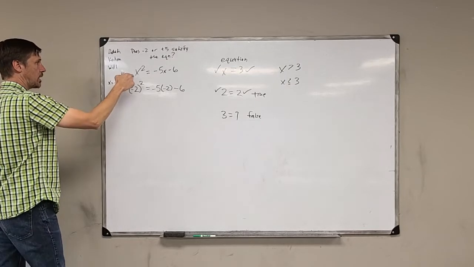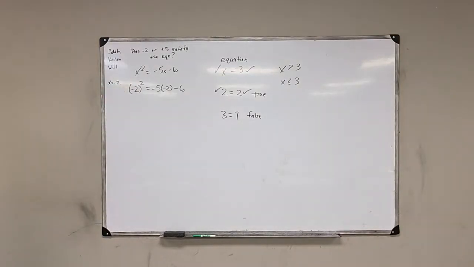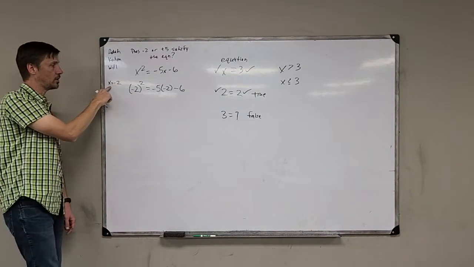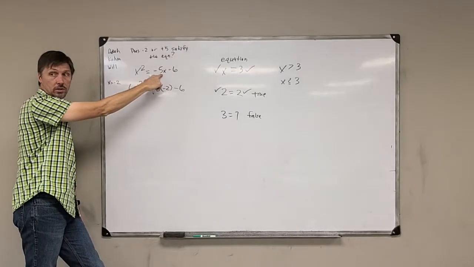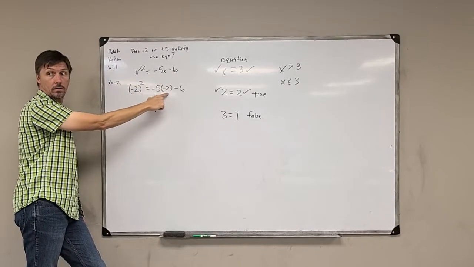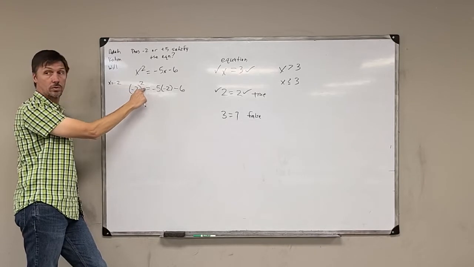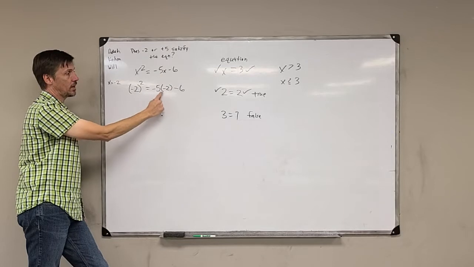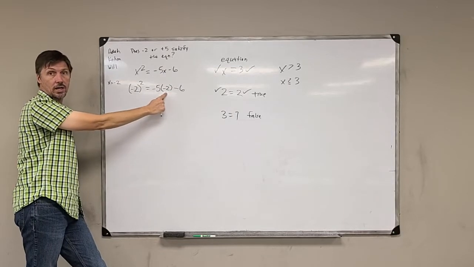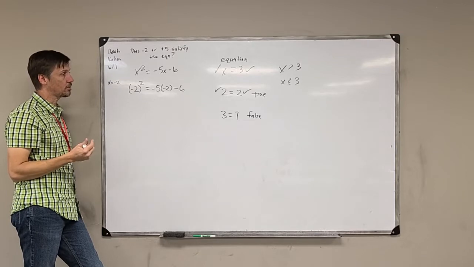Did I lose anybody when I went from this line to this line? Okay, so all I did, we're checking to see what we're going to get when x equals -2. So everywhere there's an x in this equation, I put a -2 in there. I've got x squared here, so I did (-2) squared here. I've got -5 times x here, so I did -5 times -2. I'm just plugging that in. So now I'm going to simplify that.